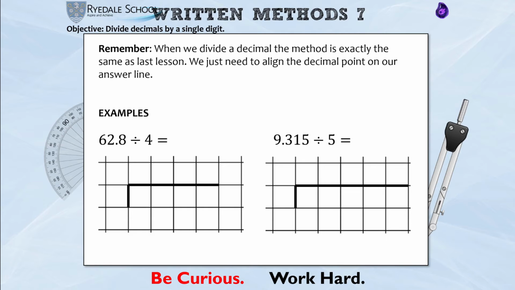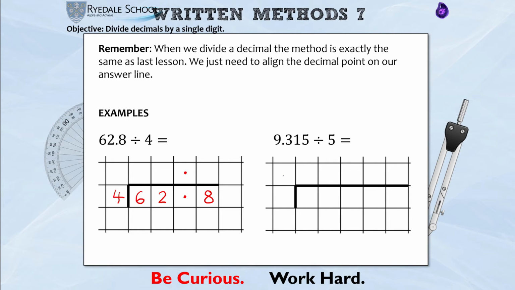So my first question is 62.8 divided by 4. So I'm going to write 62.8. I'm going to use a square to put my decimal point in. Remember, don't make it too large. Divided by 4. Now what we need to remember is we need to put a decimal point in our answer line, and it needs to line up with the decimal point below. After that, everything is exactly the same as last lesson.